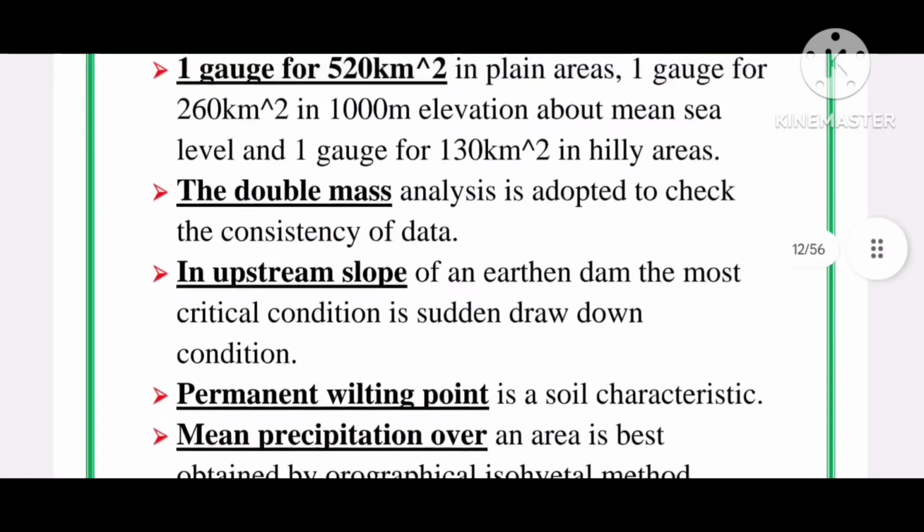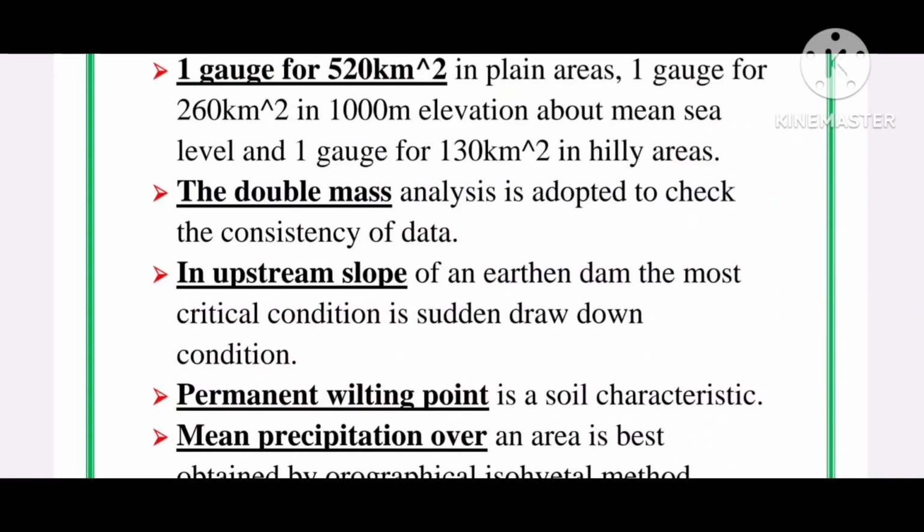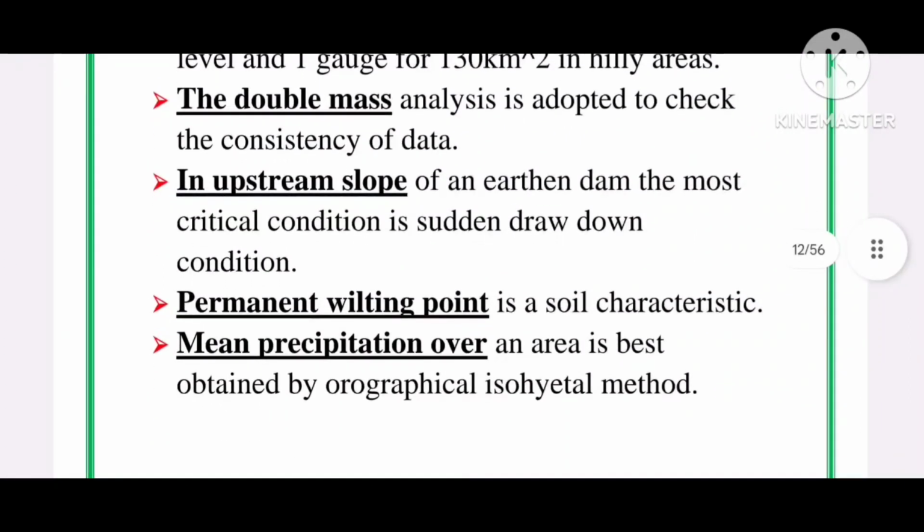Next, permanent wilting point is a soil characteristic, and mean precipitation over an area is best obtained by the orographical isohyetal method.